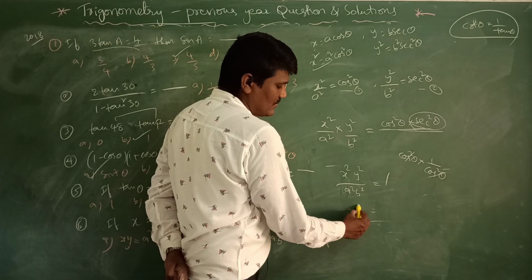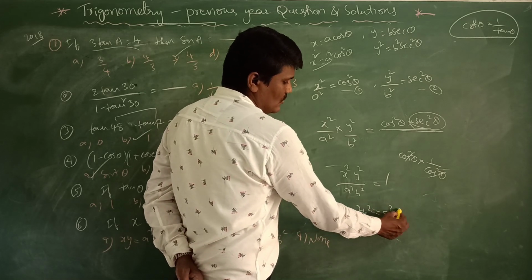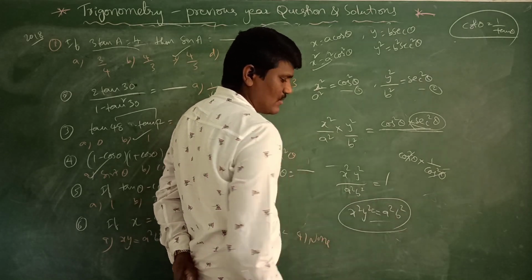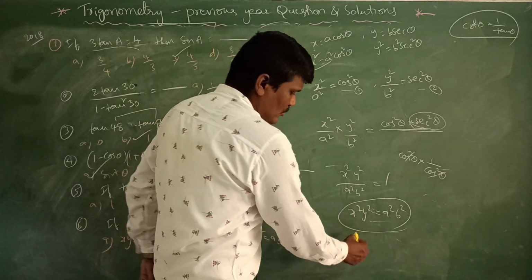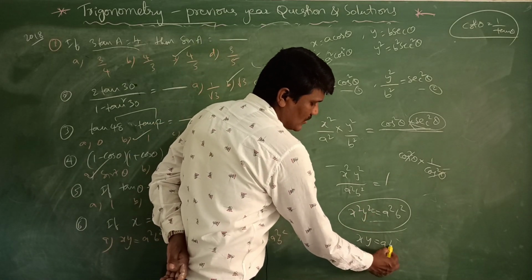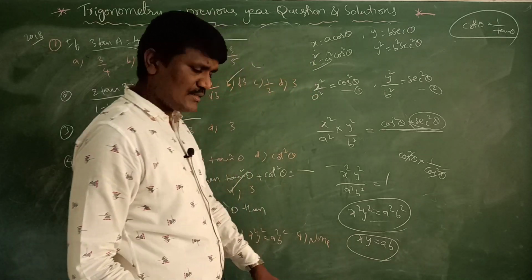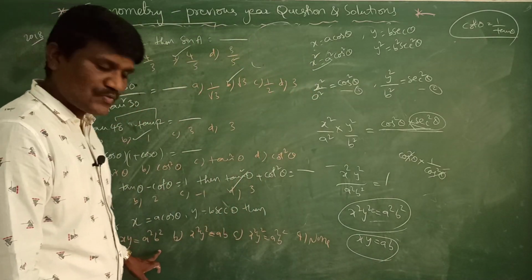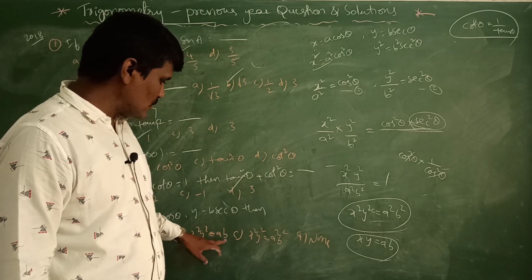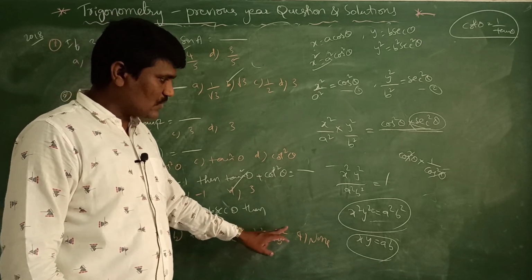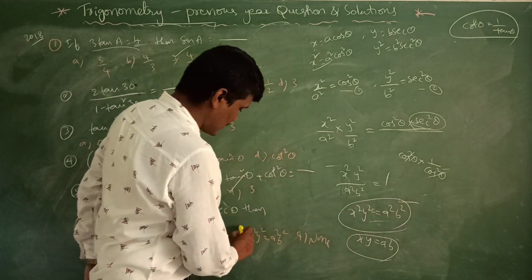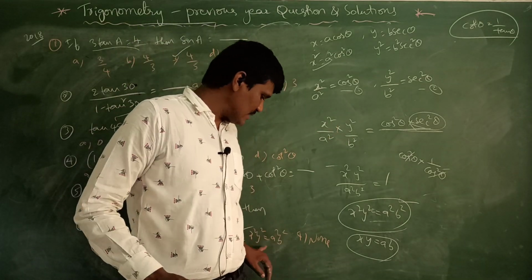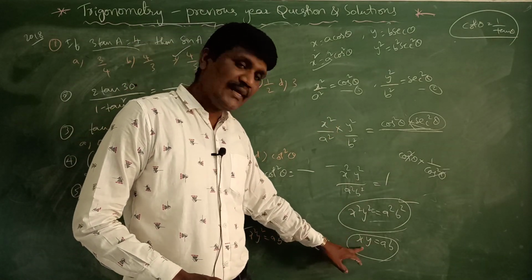If you cross multiply, x square y square is equal to a square b square. Or else if you take the root, xy is equal to ab; both are the same. Which one is present in the options? xy is equal to a square b square, no. x square y square is equal to ab, no. x square y square is equal to a square b square, yes, this one is present. So the option is x square y square is equal to a square b square. Sometimes in the options it may be present.